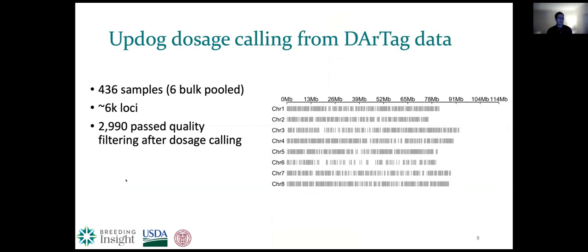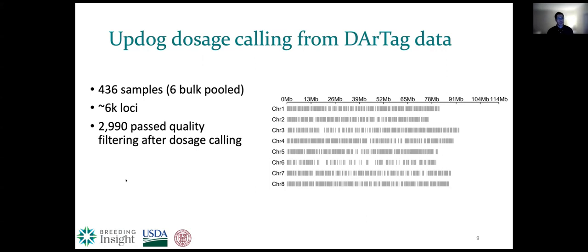So for this population, we sequenced 436 samples. And then using DArTag sequencing, we obtained approximately 6,000 loci. Now, I then took the read count information from those 6,000 loci and performed dosage calling using Updog, and then following quality filtering resulted in about 3,000 loci.